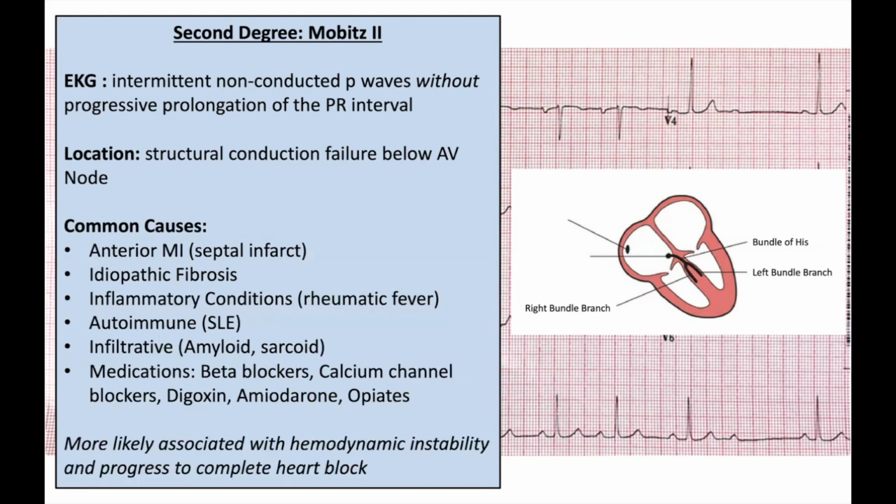Yeah, exactly. Basically, the absence of that prolongation is a hallmark of the problem being below the AV node, because the AV node is so robust and resilient. You get this prolongation before the failure of conduction takes place.